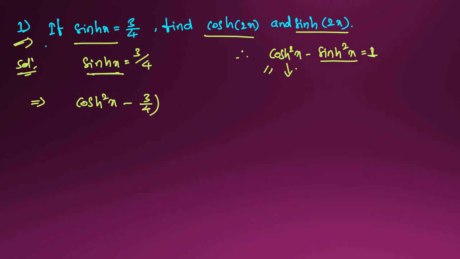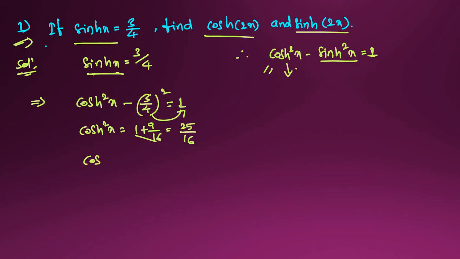3 by 4 whole square is equal to 1 will get here. Now cosh square x is equal to, so this will go to the right side of the equation, it will become 1 plus 9 by 16 will come. 16 plus 9 is 25. 25 by 16 we will get here.